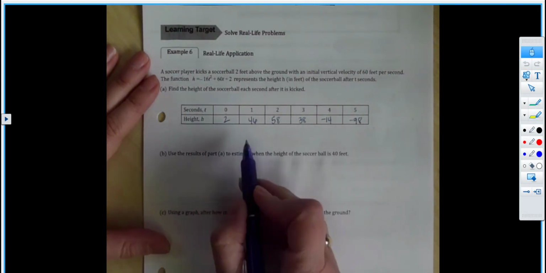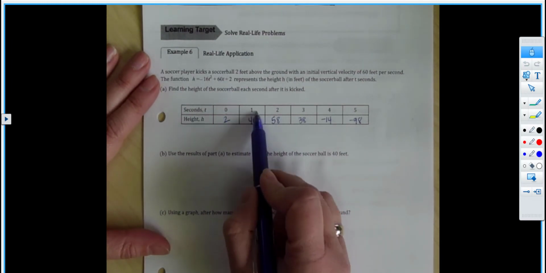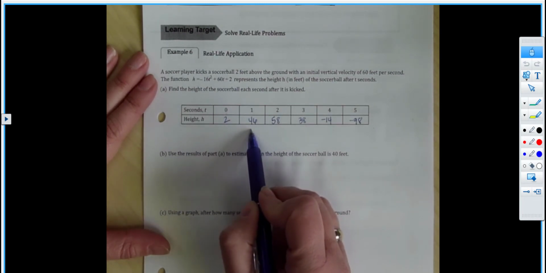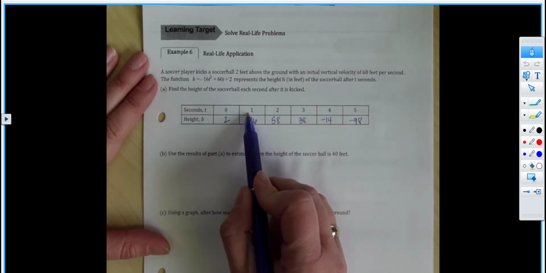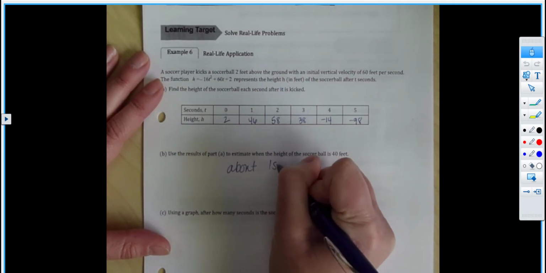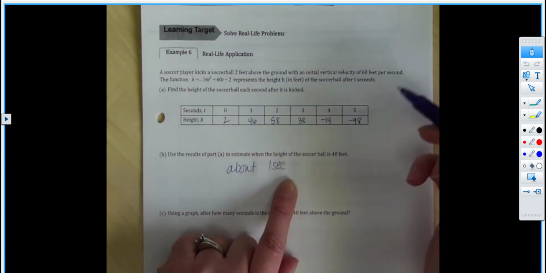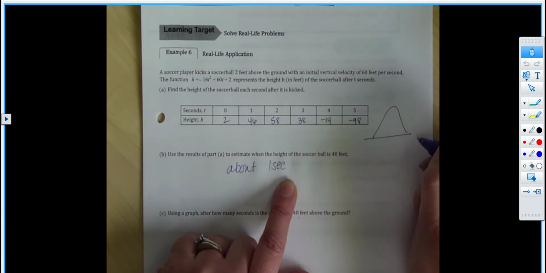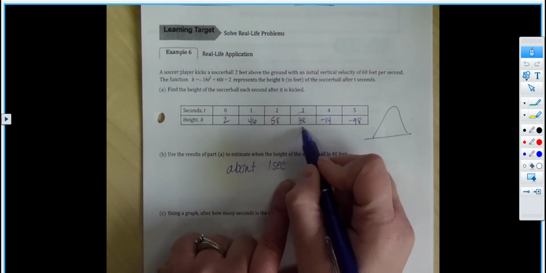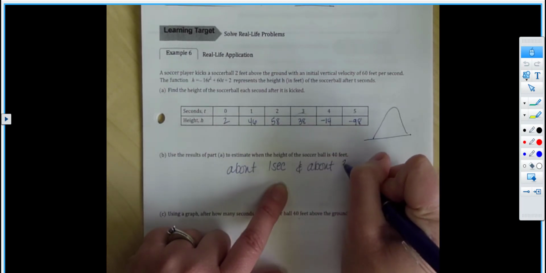Use the results to estimate the height when the soccer ball is at 40 feet. So here, the ball is already above 40 feet, so we know it's going to be less than a second. So let's see, we're going to say about 1 second. And then here, it's also close to 40 feet because, as you recall, it's going to come up and back down. So here, we're also at about 1 second and about 3 seconds. So about minus 1 second, about plus 3 seconds.